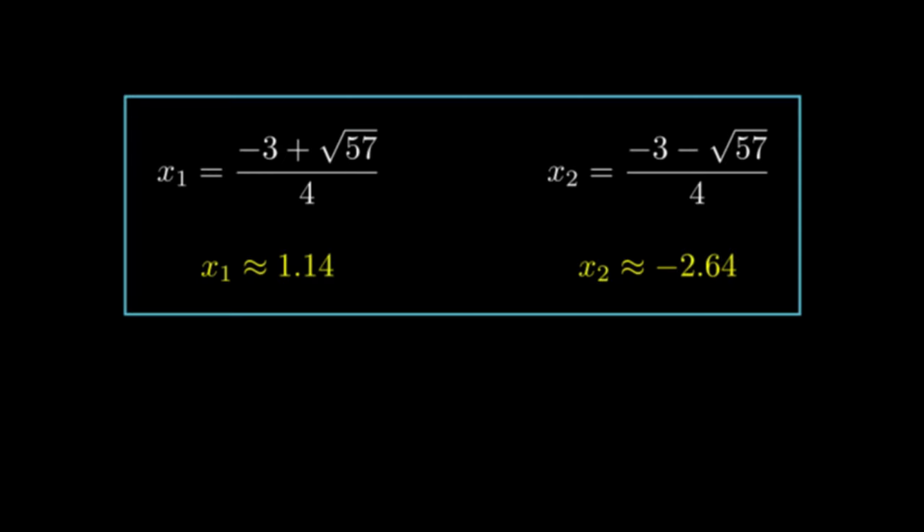It's always good practice to verify these solutions by substituting them back into the original equation. You would find that both x equals 1.14 and x equals negative 2.64 satisfy our original equation, x times open parentheses 2x plus 3 close parentheses minus 6 equals 0.